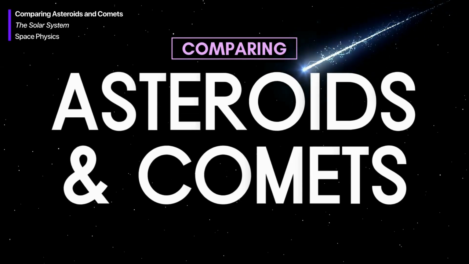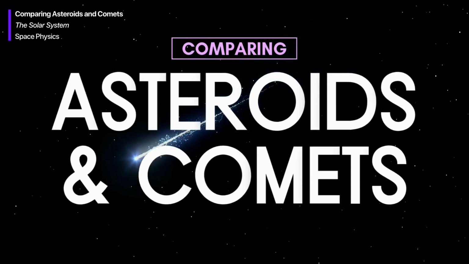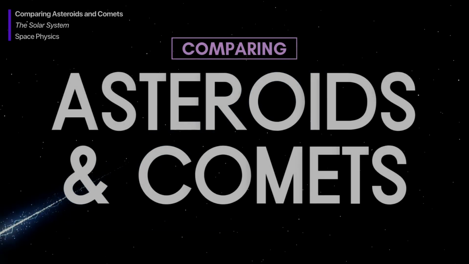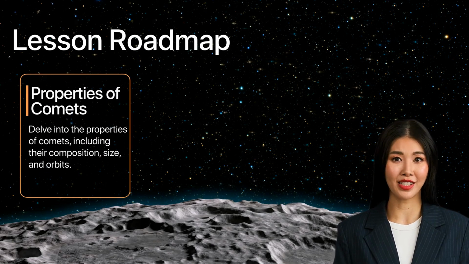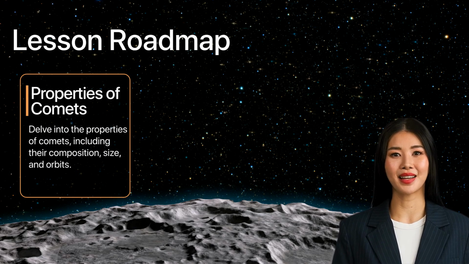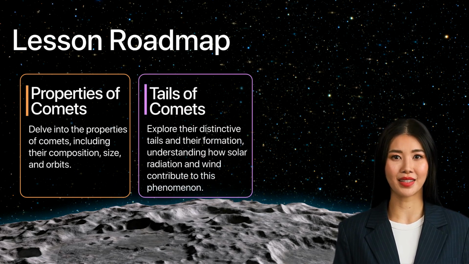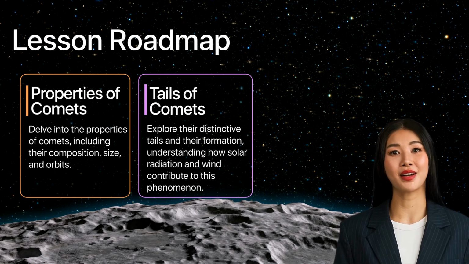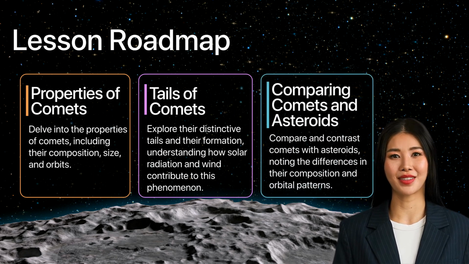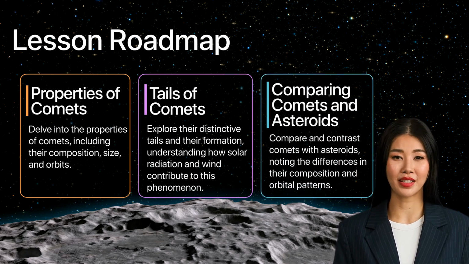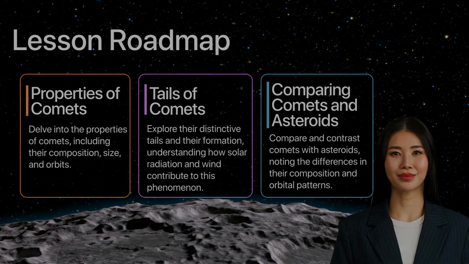Hello! Welcome to today's lesson on comets and their comparison with asteroids. Today we will delve into the properties of comets, including their composition, size, and orbits. Then we will explore their distinctive tails and their formation, understanding how solar radiation and wind contribute to this phenomenon. Finally, we will compare and contrast comets with asteroids, noting the differences in their composition and orbital patterns.